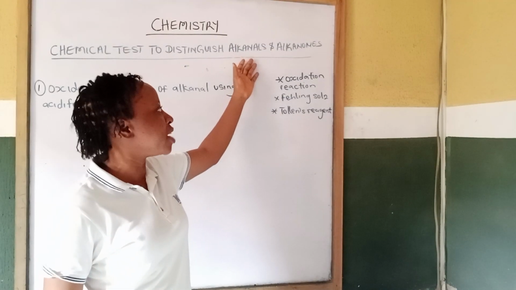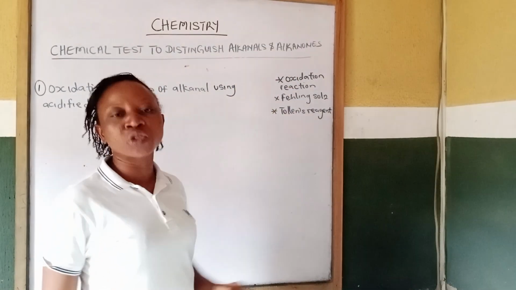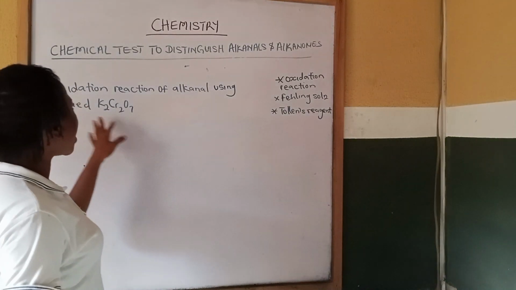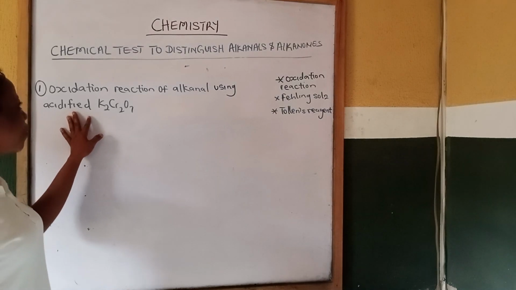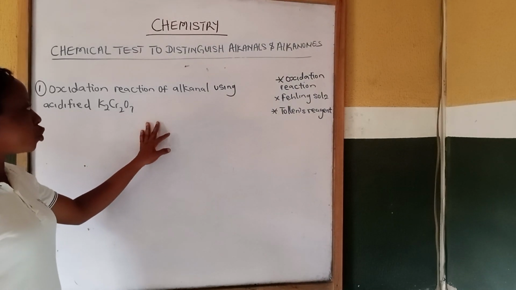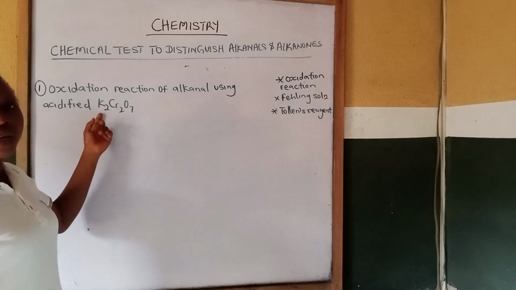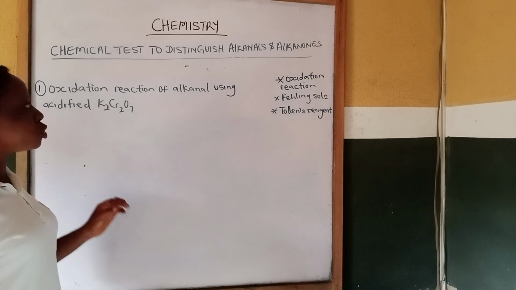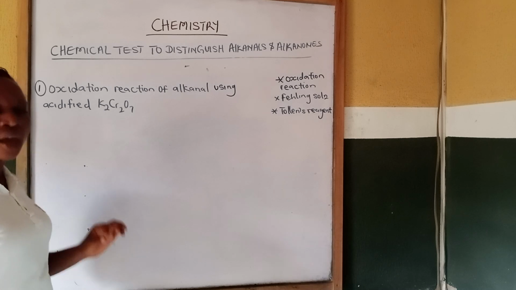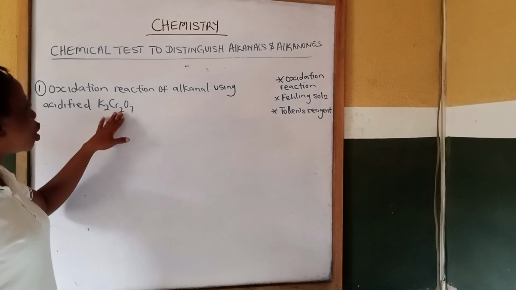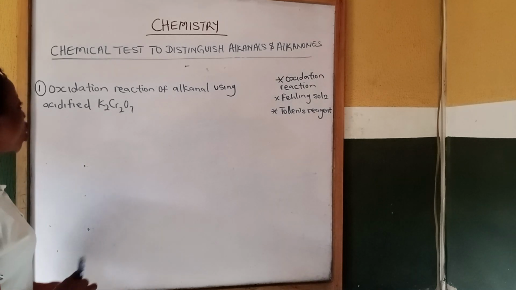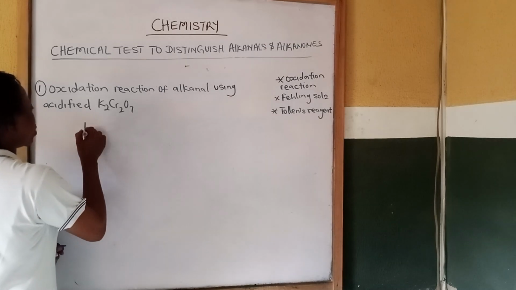Only alkanal will oxidize to alkanoic acid, while alkanone does not undergo an oxidation reaction. Alkanal will oxidize to alkanoic acid in the presence of what? Of acidified K2Cr2O7. The orange color of potassium dichromate will turn to the green solution of what? Of chromium 3 ion. So you are still going to write your chemical reaction for that.